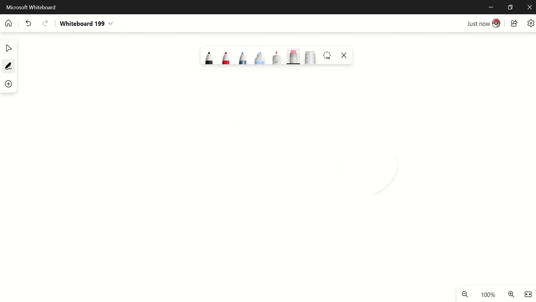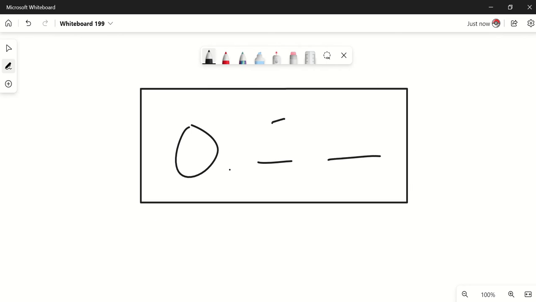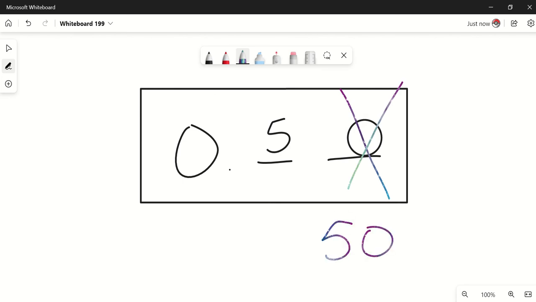Remember, all percentages as a decimal will end up having 2 digits after the decimal, unless of course it ends in a 0, which of course the 0 can be chopped off. This would be the same thing as saying 50%, because this is 50 100ths.